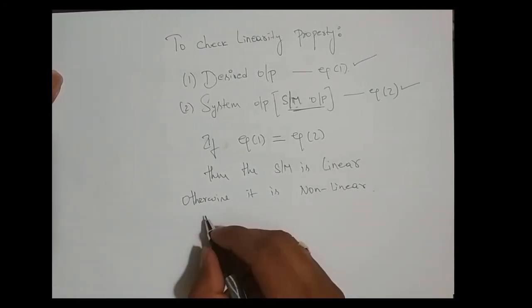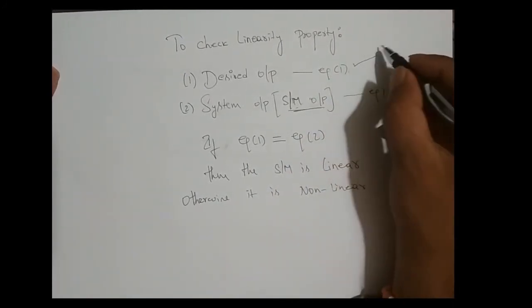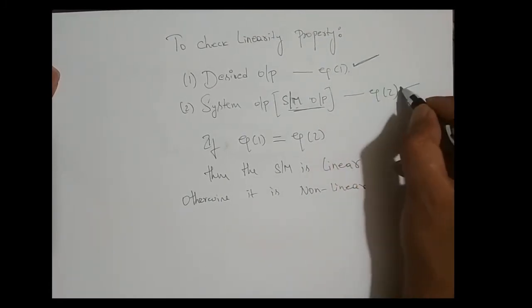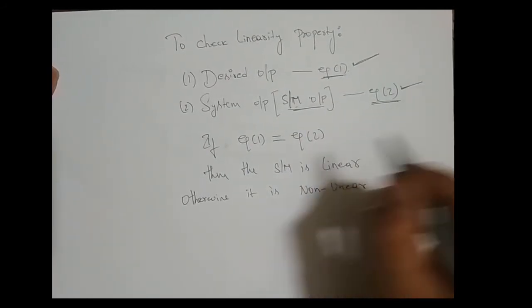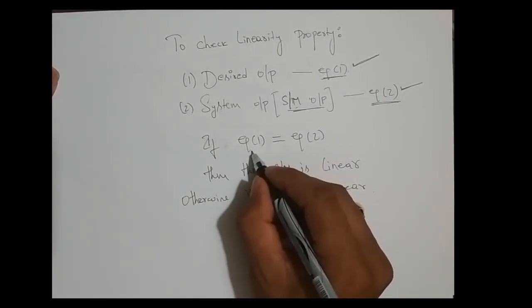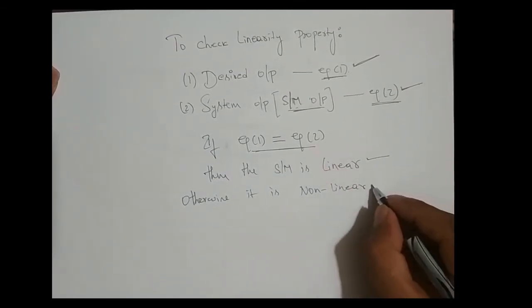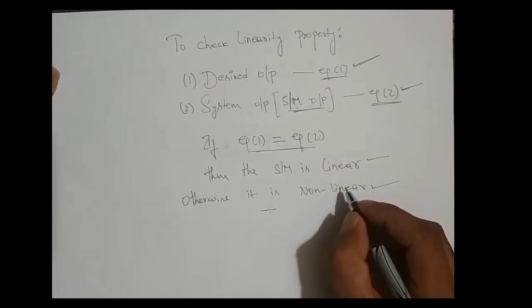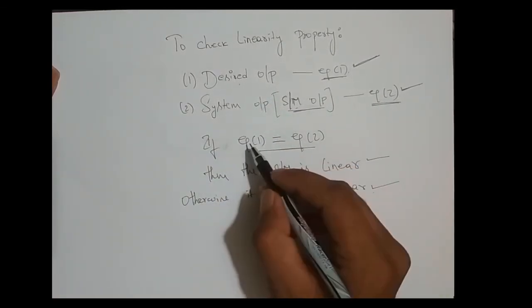Let me just tell you again. Given a system, we will get the desired output, we will get the system output. We call the desired output equation 1, we call the system output equation 2, and if equations 1 and 2 are both the same, then the system is linear. Otherwise the system is non-linear. This is how we are going to check the linearity property of a system. How do we get the desired output and how do we get the system output? I will tell you in my next video.